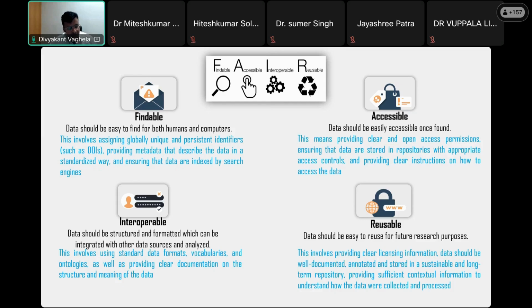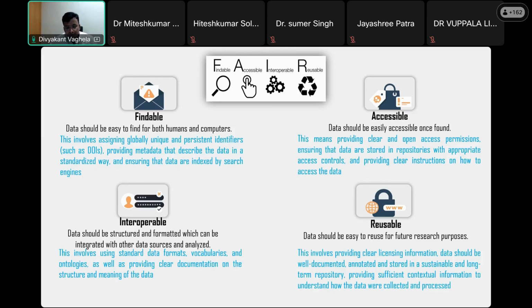Interoperable means the data should be in such a format that it can be converted to another format, just like TSV format, tab separated value format. It can be easily converted to CSV, comma separated, or an Excel file or some other file format. So the format should be used so that data can be easily converted to other formats, and proper documentation should be given on that, and it should be easily reusable.